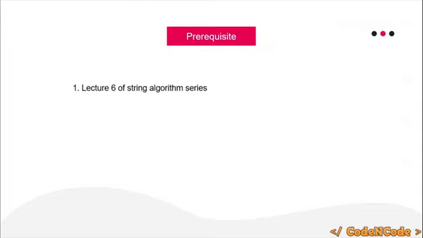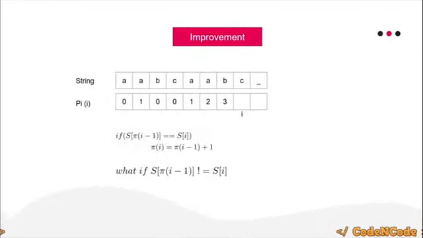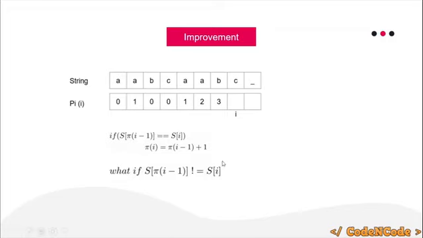So let's get started. The prerequisite for this lecture is obviously the 6th lecture of the string algorithm series, because this is basically a continuation of the previous lecture, which was lecture 6. So make sure you have already watched the 6th lecture before continuing to this lecture. Now, this is where we left off in the previous lecture.